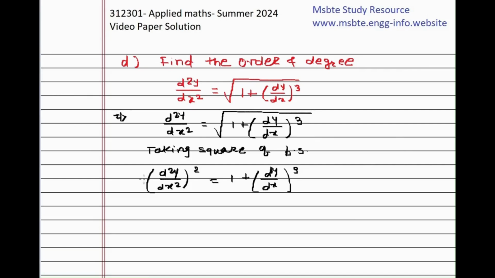अब this is the plane equation. Now we have to find the highest order term. So this is the highest order term. So order is obviously 2. Order इसका 2 है. और what is the definition of the degree?